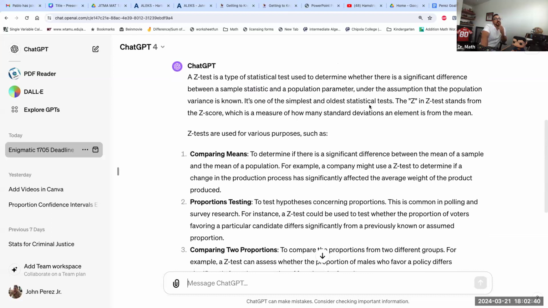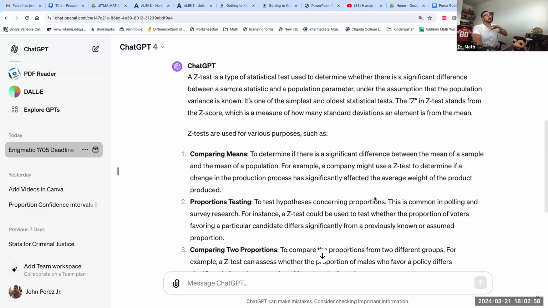It's one of the simplest and oldest statistical tests. So the Z in Z-test comes from the Z-score, which measures how many standard deviations something is from the mean. All right. So this is what we're doing.